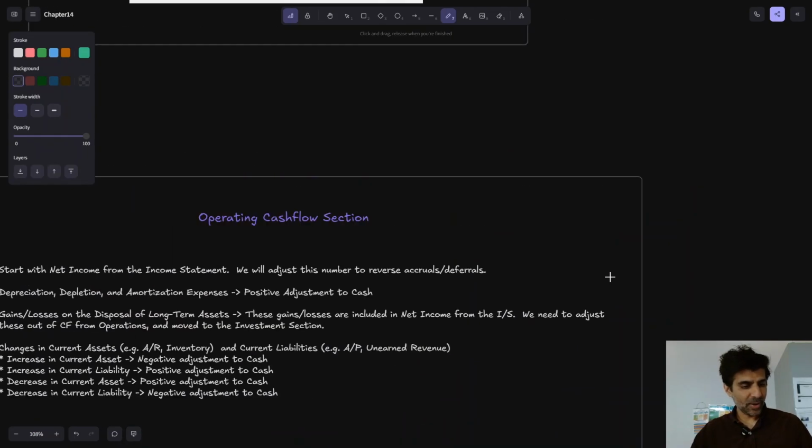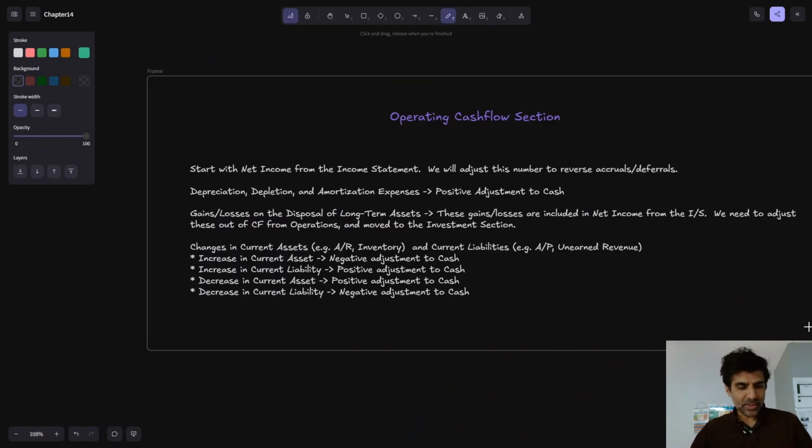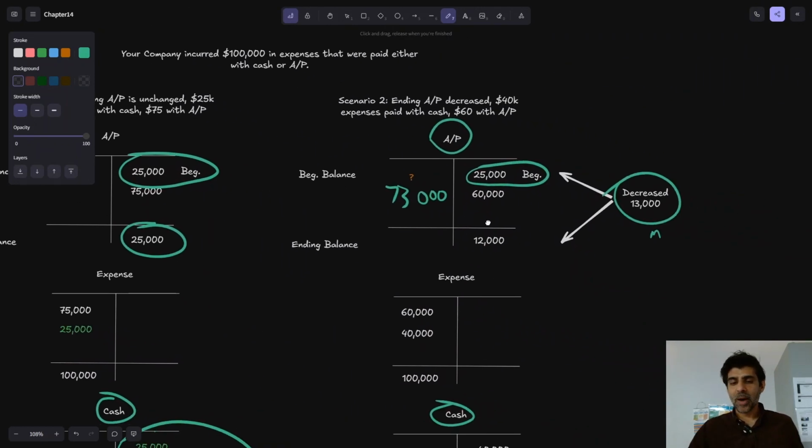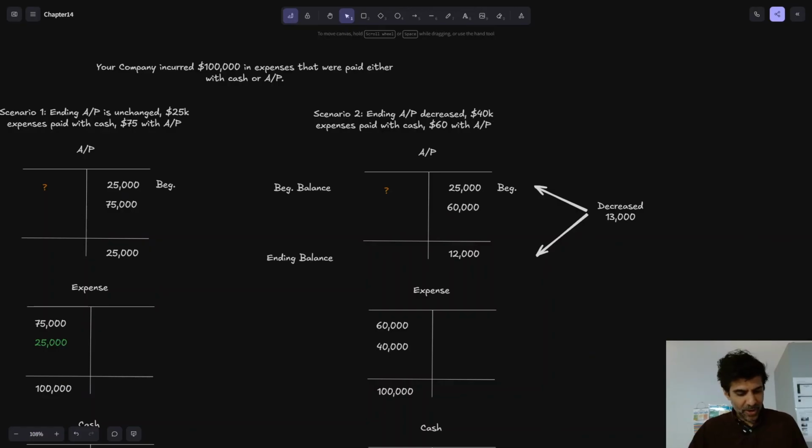Okay, and as we saw here, a decrease in current liability is a negative adjustment to cash, which is what we had to do. Now there's a couple ways you can kind of square this in your mind. You can think about it like this.